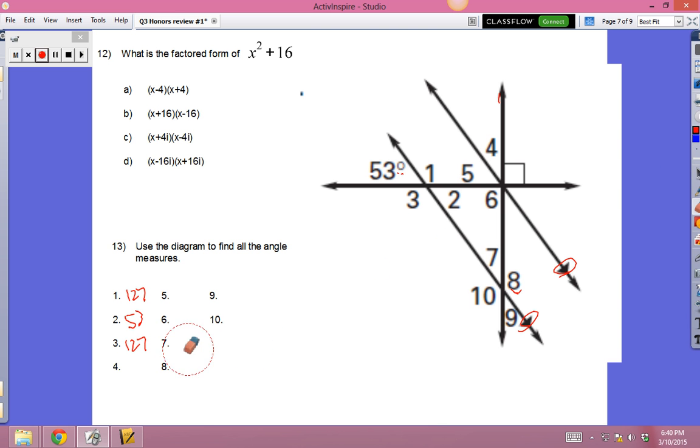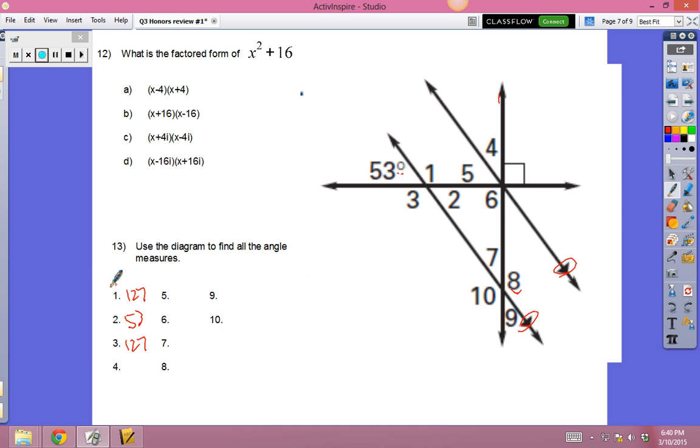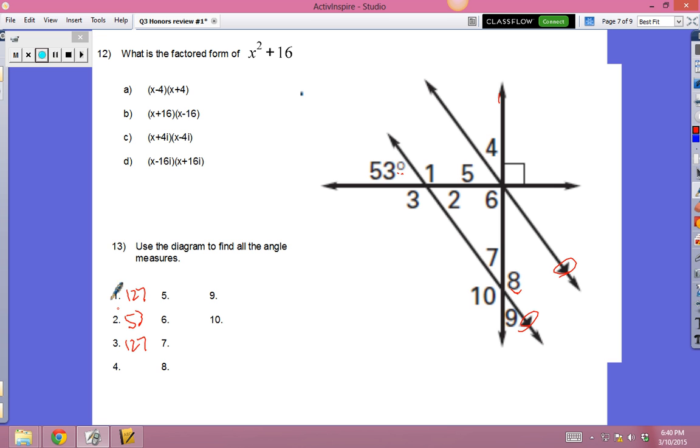Okay, so I don't know any 7, 8, 9, or 10 yet, but I feel pretty good about 1, 2, and 3. Okay, 1, 2, and 3 I'm going to lock in. They're good. Okay, now I'm going to start over here. This guy is 90, so 6 is 90, because they're vertical from each other.